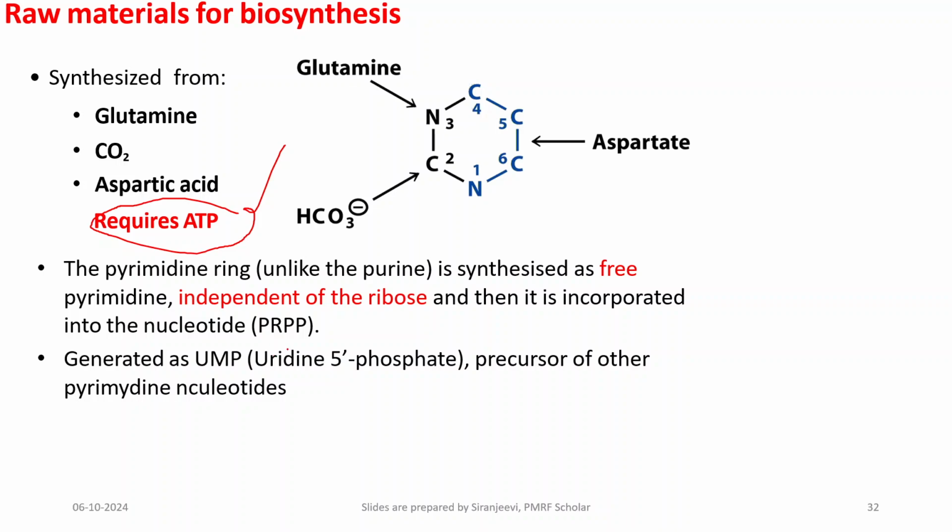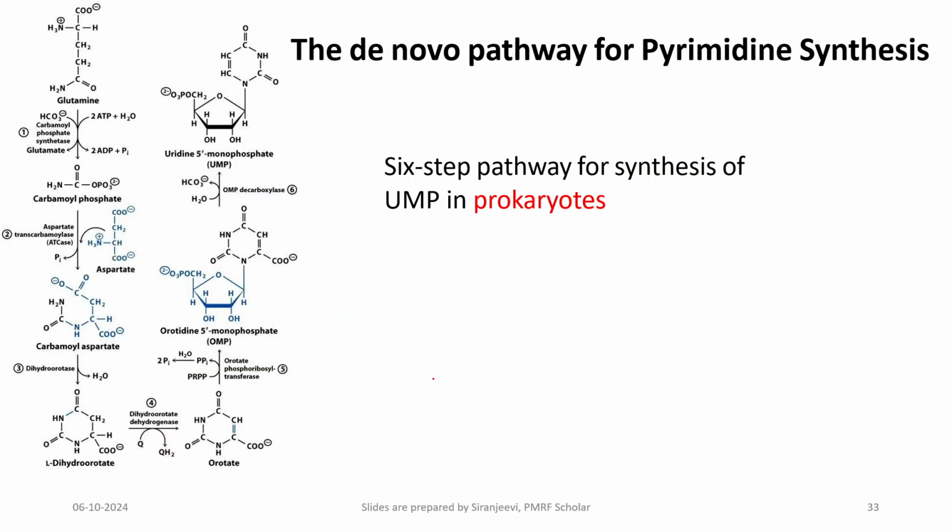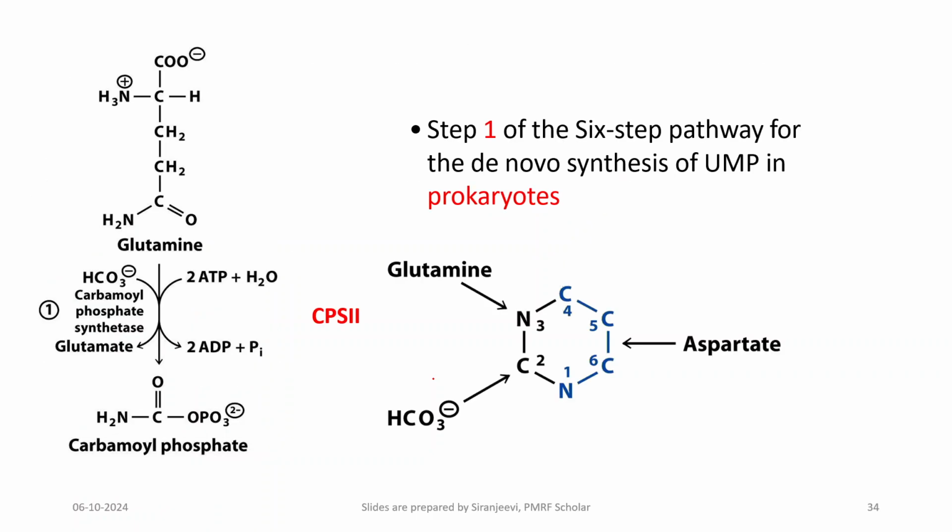Whatever pyrimidine we are talking about, it will be synthesized as UMP, that is uridine 5 prime phosphate, which is a precursor of the other pyrimidine nucleotides. The de novo pathway of pyrimidine synthesis requires six different steps in prokaryotes, whereas that is controlled with three steps in eukaryotes. We will see in the upcoming slides how it is happening.